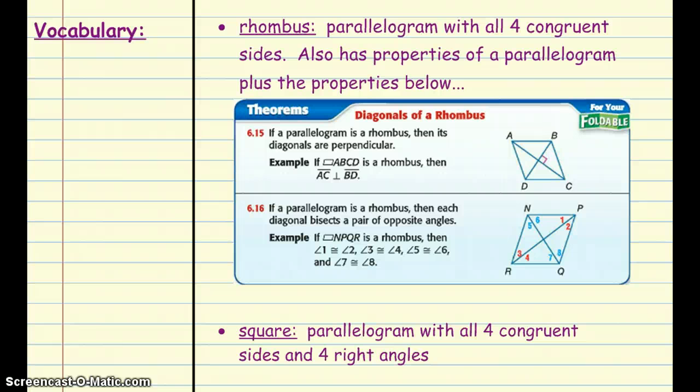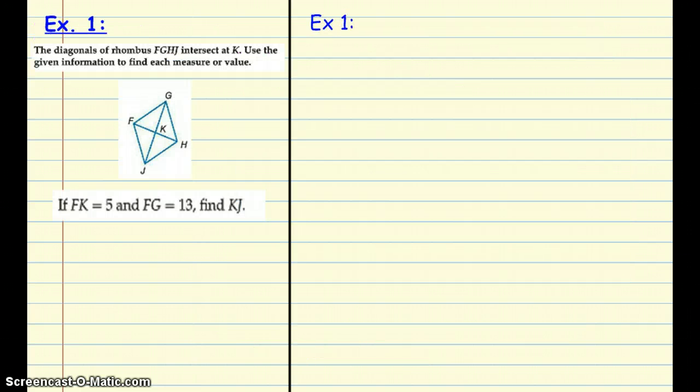Why don't you go ahead and hit pause, and then you can write down the important information from here, focusing on the theorems as well. Okay, so now I'm back. Let's talk about example number 1.